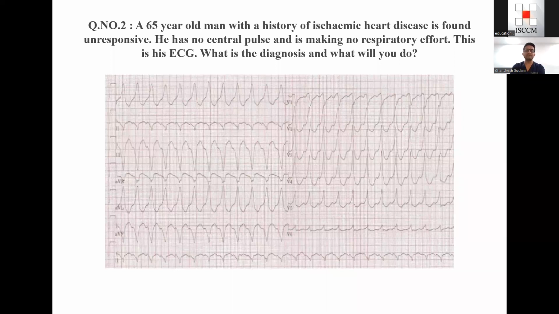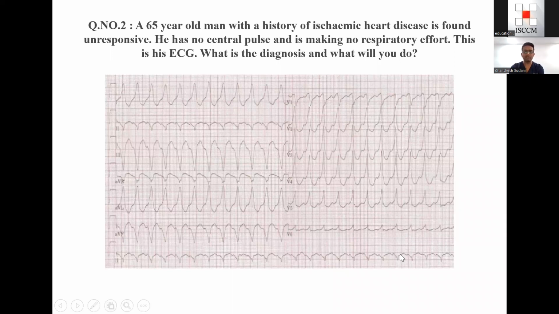Now, a 65-year-old man with a history of ischemic heart disease is found unresponsive, and he has no central pulse, and he is making no respiratory effort. And this is his ECG. Can anybody tell what the diagnosis can be from this ECG?